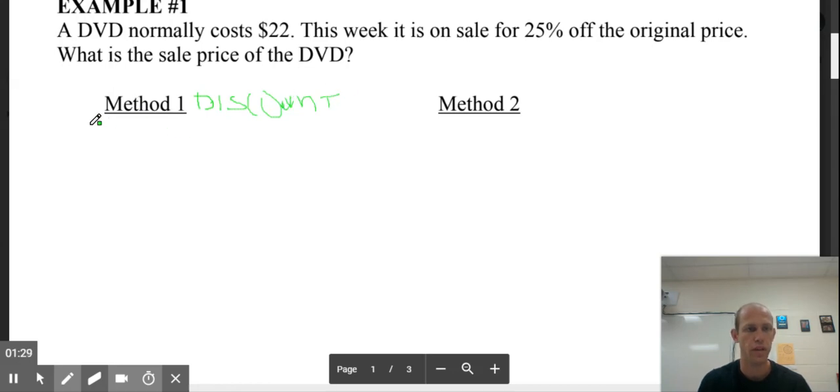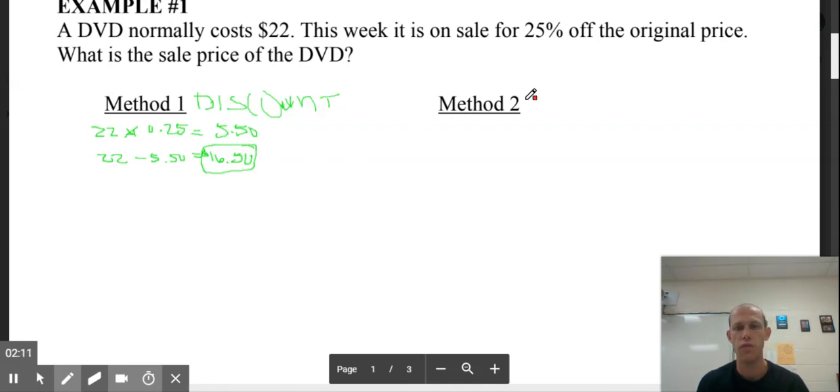So let's do that. So $22 is how much we are going to pay for this normally priced DVD player. This week it's on sale for 25% off the original. So I'm going to find what 25% is. 25% of the original is $5.50. And now I'm going to take that off. 22, I am paying less, so I will be taking that off. And I will get out an answer of $16.50. And put my $ sign. So that's how much I will have to pay.